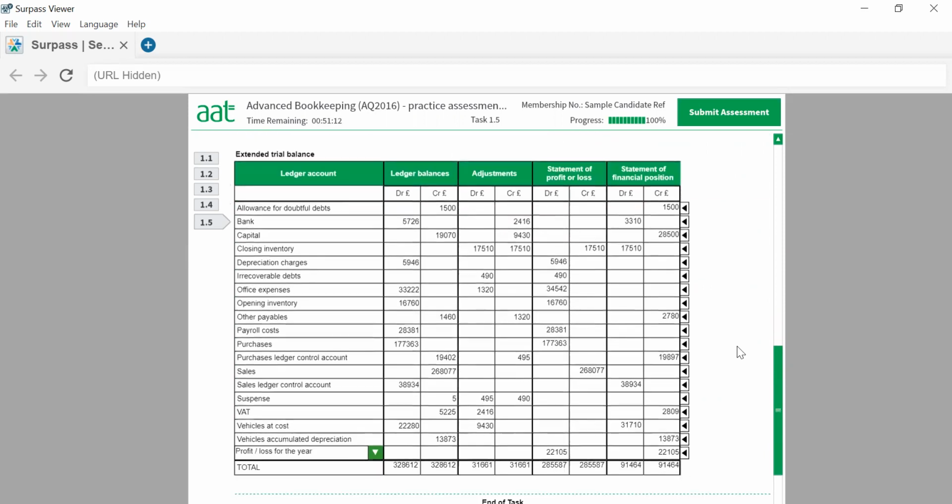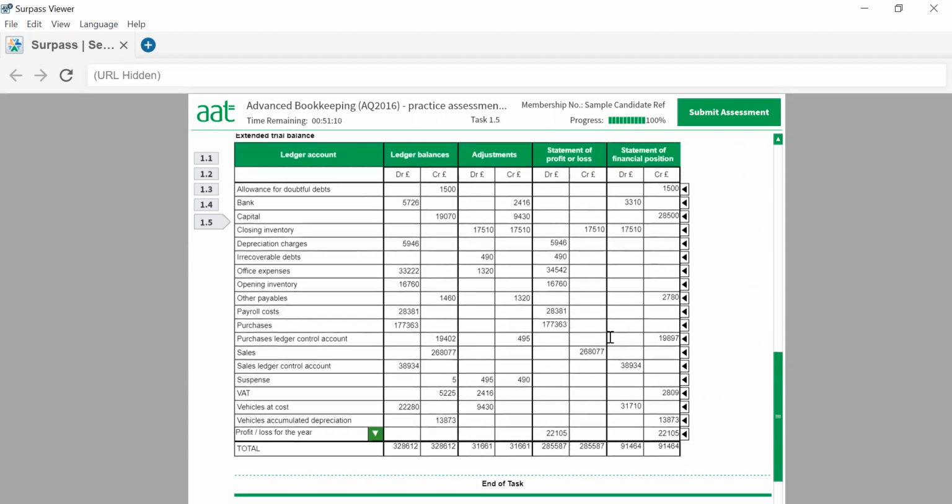I put these figures in, so I'm quite sure that you're okay with these, but let's just go through it so you can see. Allow for doubtful debts obviously comes off your trade receivables. So that 1,500 goes in your statement of financial position on the credit side because it comes off your trade receivables figure. So your debtors, let's have a look.